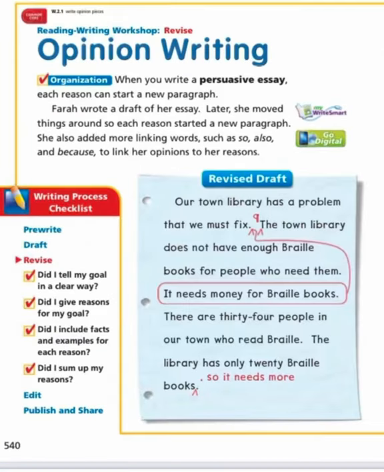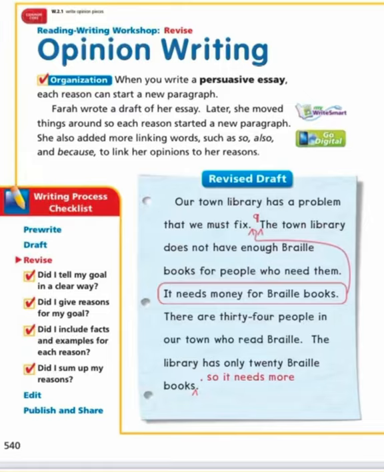Opinion writing. Organization. When you write a persuasive essay, each reason can start a new paragraph. Farah wrote a draft of her essay. Later, she moved things around so each reason started a new paragraph. She also added more linking words, such as so, also, and because, to link her opinions to her reasons.